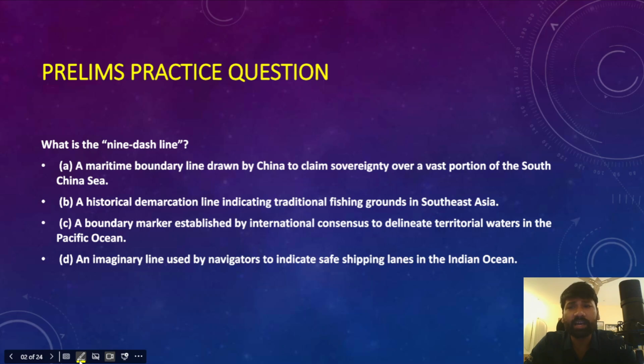The second option says it is a historical demarcation line indicating traditional fishing grounds in Southeast Asia. Option C, a boundary marker established by international consensus to delineate territorial waters in the Pacific Ocean. And option D says an imaginary lane used by navigators to indicate safe shipping lanes in the Indian Ocean. It is very important that the South China Sea is regularly in the news because of Chinese claims over it and its conflicts with some of the member countries in the Asian multilateral grouping. Therefore, the 9-dash line is actually a maritime boundary line drawn by China unilaterally to claim sovereignty over a vast portion of the South China Sea. So the correct answer is A.